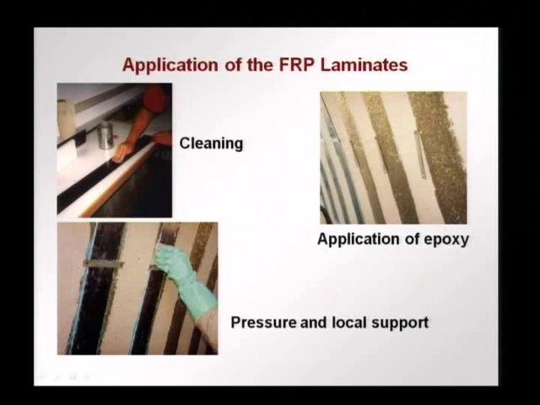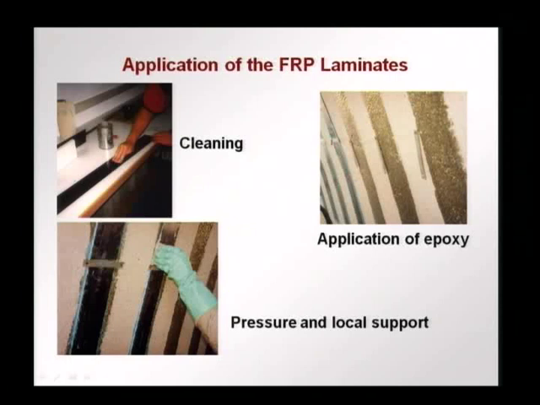Then epoxy is applied to the concrete surface. So, this is the concrete surface with the epoxy. These pieces of steel that you see here are to hold the FRP in place until the epoxy cures and becomes strong enough to support the FRP. Otherwise, by its self weight, say this is a surface that is the bottom of a slab, the weight of the FRP can make it fall off because the epoxy initially does not have much strength.